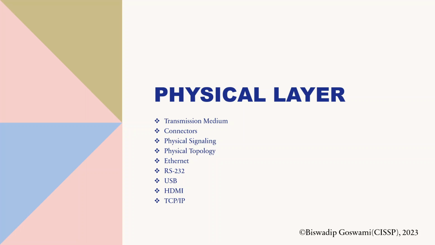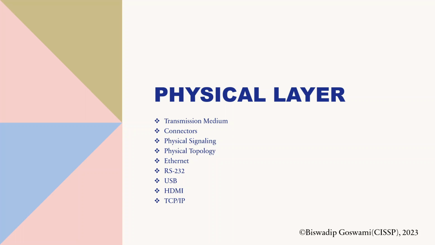Physical signaling. The physical signaling refers to the way that data is transmitted over the transmission medium. This can include digital or analog signaling, voltage levels, and frequency modulation. The physical topology refers to the physical arrangement of the network devices and transmission medium. This can include bus topology, ring, mesh, star, or hybrid topology.